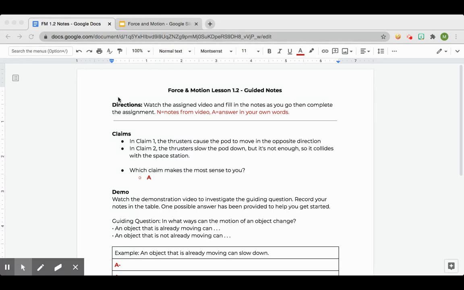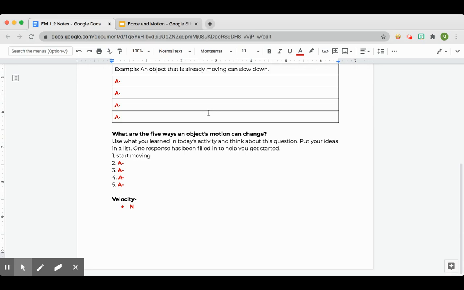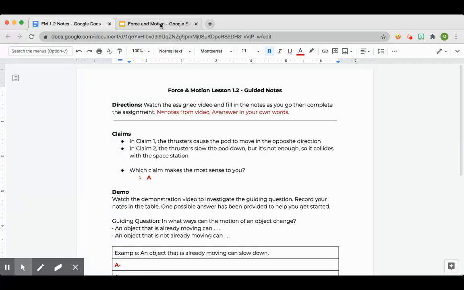So I wanted to first start off on the note sheet just to go over exactly what you have to do, since it's been a while since we've taken notes. In this unit, anytime you have to write something, it's going to be in red so that you know exactly where and when you need to write. If you see an A, that means answer in your own words, and N is notes from the video. There are a lot of A's in this lesson, and down here there are notes from the video.